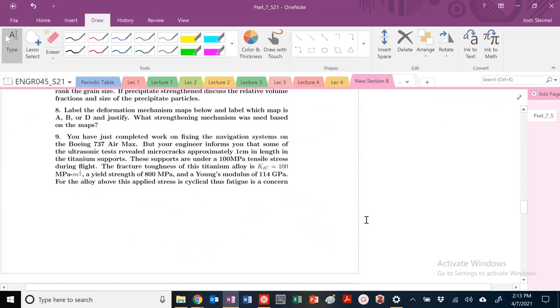So finally, we're going to get to number 9. You completed your work on the navigation system on a Boeing aircraft. As an engineer, you see that there are some microcracks approximately 1 centimeter in length in the titanium supports. So your a naught equals 1 centimeter, which is 1 times 10 to the -2 meters. These supports are under a 100 megapascal stress, so their stress is 100 MPa during the flight.